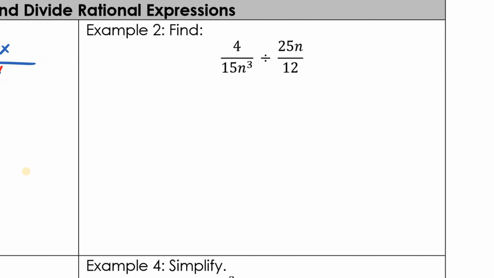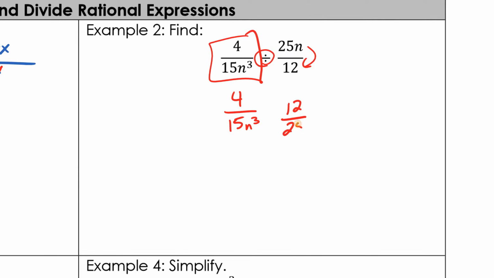Moving on to example 2. We remember when we're dividing fractions, the left stays the same, you flip the right side, and you turn it into multiplication. KFC: keep the left, flip the right, and change the sign. And so now it's the same as what we'd said before. We're going to multiply straight across. And as we already noted, remember we said we can reduce.